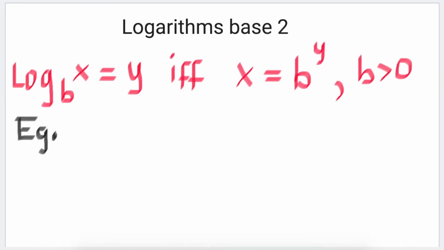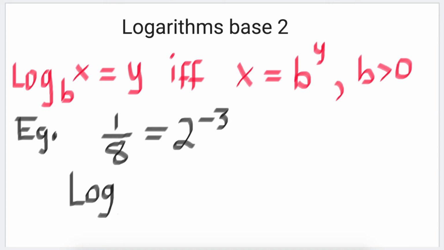Here's another example with a base 2. In this case, we have 1 over 8 is equal to 2 to the power of negative 3. So the exponent is a negative number. We're going to write the exponential form in logarithm form, and that's going to be log base 2 of 1 over 8. We want to know what is the exponent of 2 that gives us a fraction, and that's going to be negative 3.